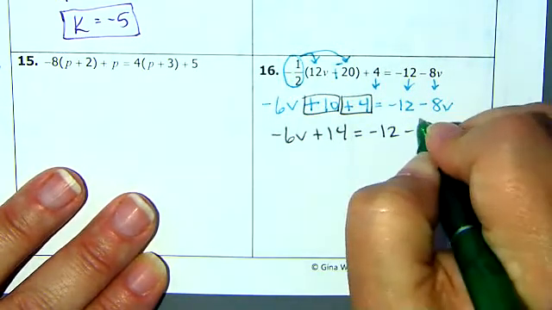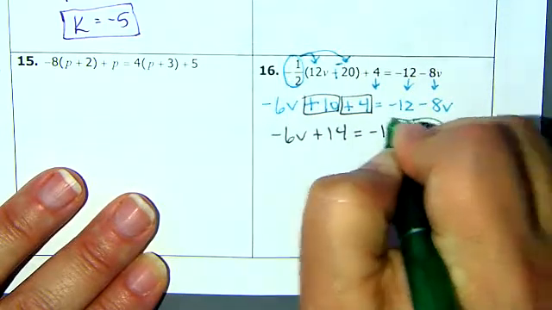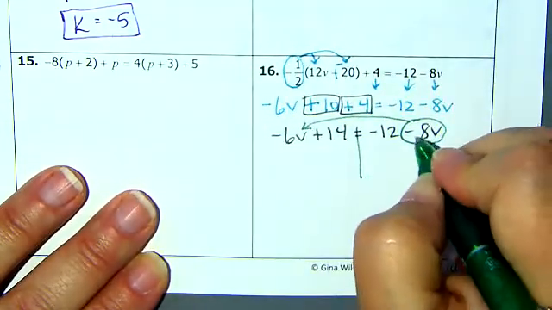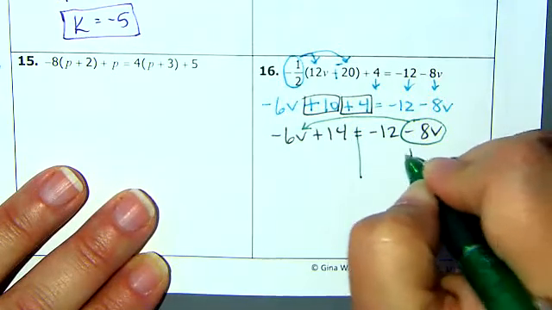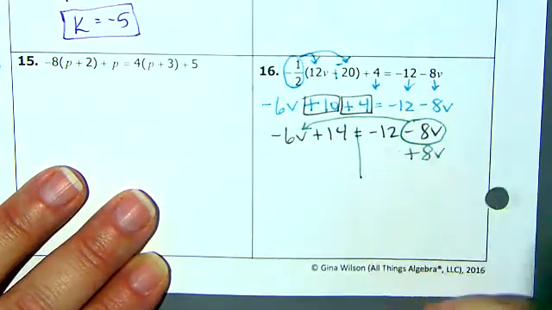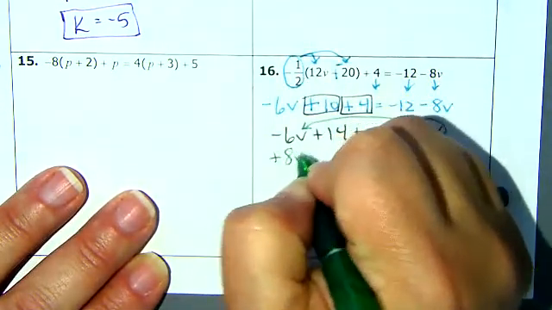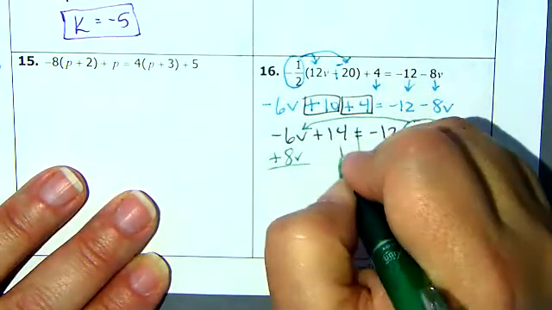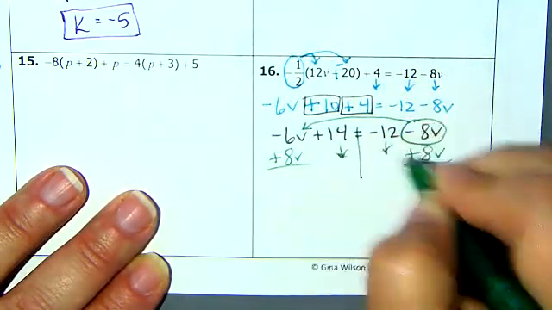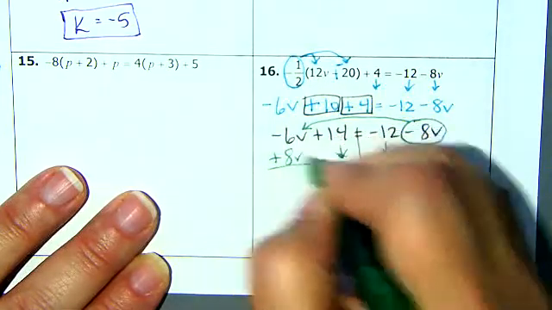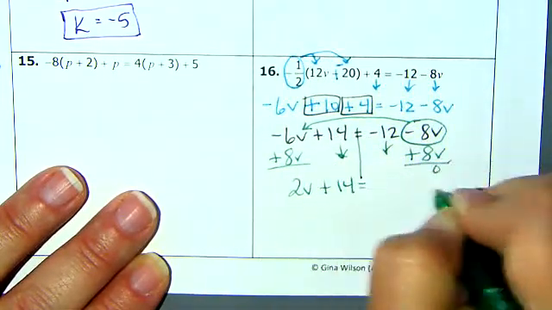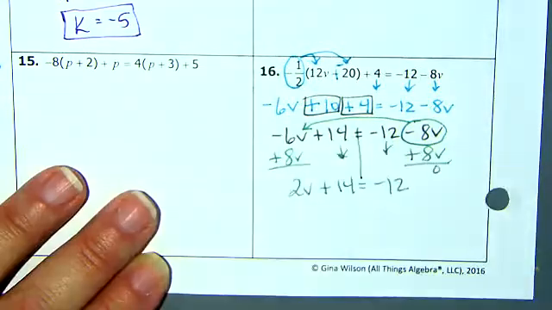And I want to move my variable term to the left, my equation wall. So therefore, that's a negative 8v. So I'm going to add 8v, or I'm subtracting 8v. So I'm going to add 8v to both sides. And this equals 0. Bring everything else down. This is doing battle. Positives are winning. So I get 2v plus 14 equals negative 12.